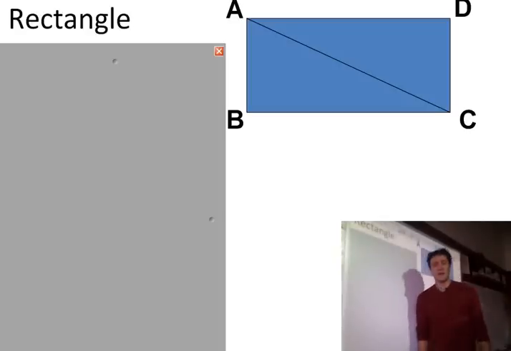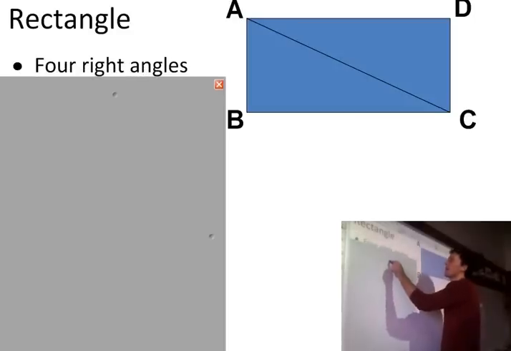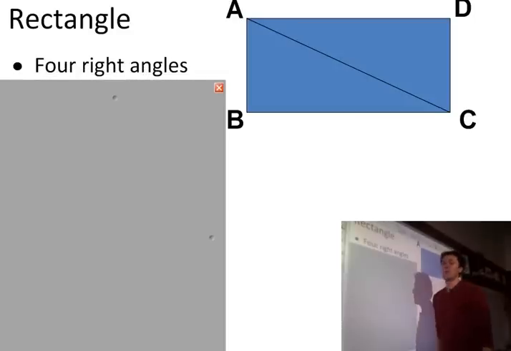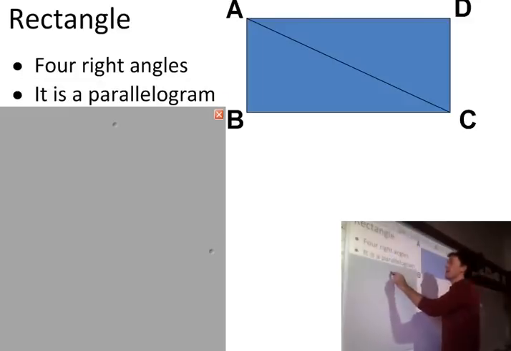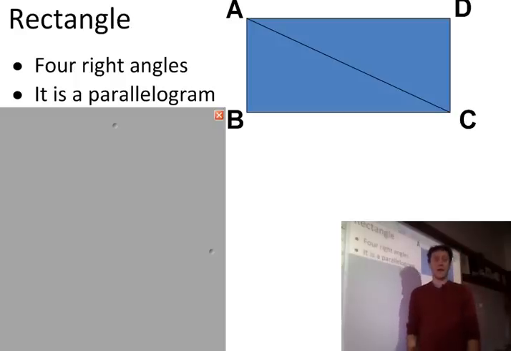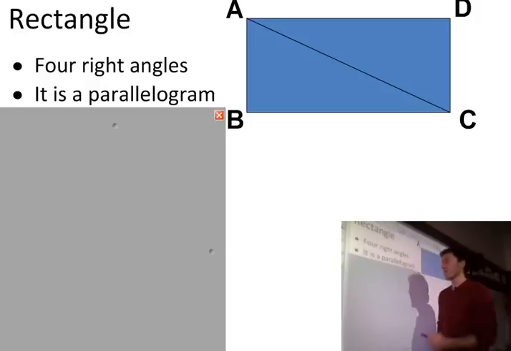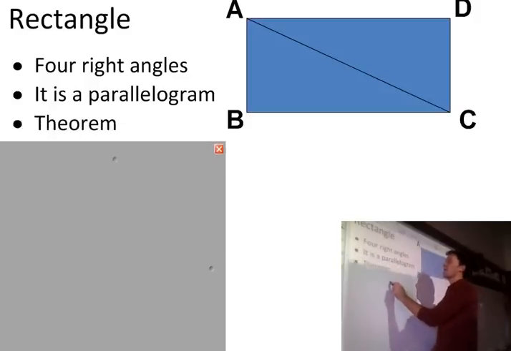Okay, first let's talk about a rectangle. I've got one drawn in here. Rectangle ABCD. Here's some rules that go along with that. A rectangle has 4 right angles. Along with that, it's a parallelogram. So you've got 4 right angles, and because of that, opposite angles are congruent, so that makes it a parallelogram. Remember that?